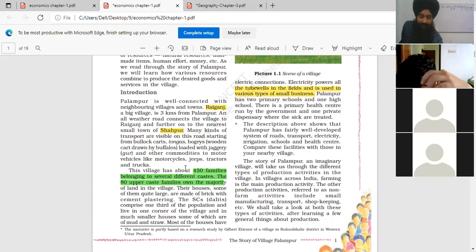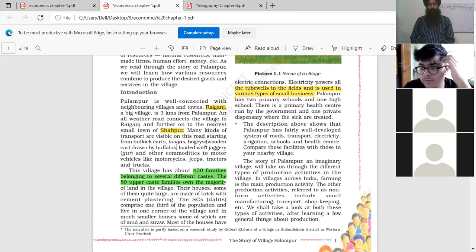The education status in the village Palampur: there is a primary school and a high school. The high school provides education up to the 10th level to the villagers. Afterwards, after the 10th, they move towards the adjoining areas to gain more, higher education.